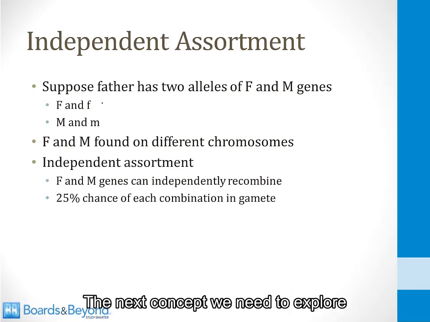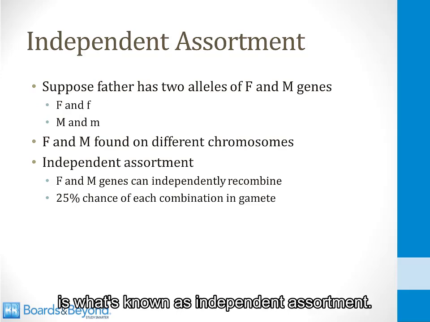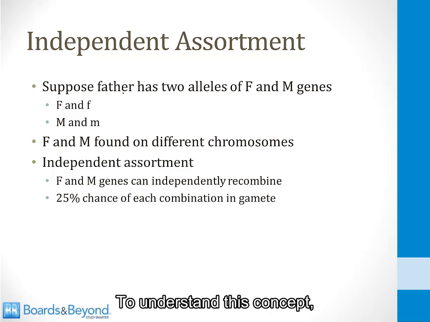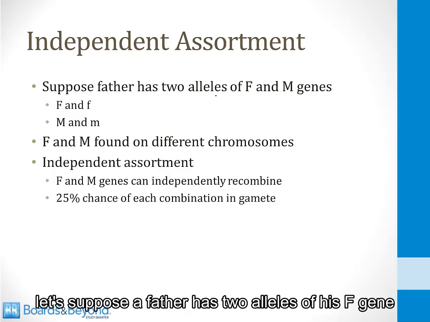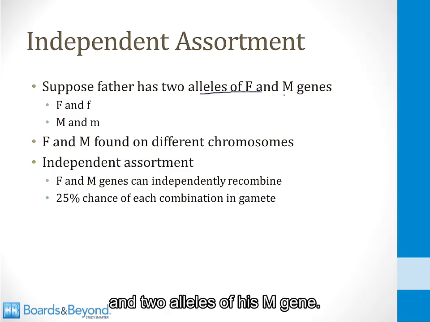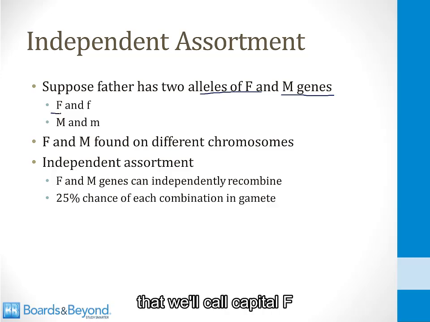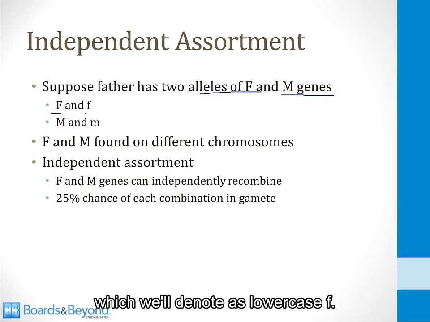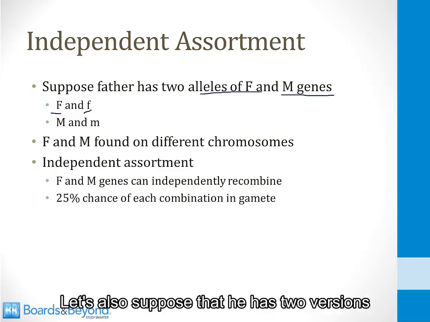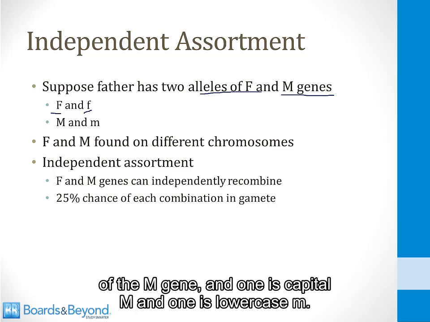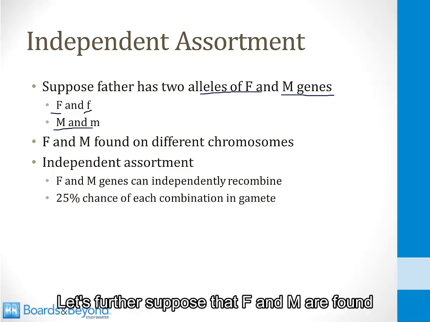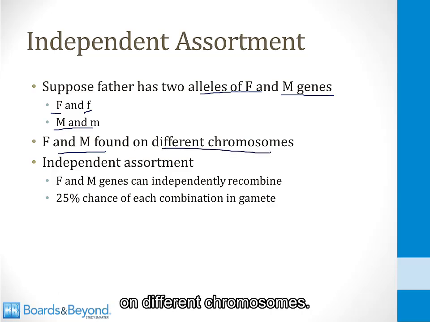The next concept we need to explore is what's known as independent assortment. To understand this concept, let's suppose a father has two alleles of his F gene and two alleles of his M gene. Let's suppose that one of his F genes is in a form that we'll call capital F, and the other F gene has a different form which we'll denote as lowercase f. Let's also suppose that he has two versions of the M gene, one is capital M and one is lowercase m. Let's further suppose that F and M are found on different chromosomes.